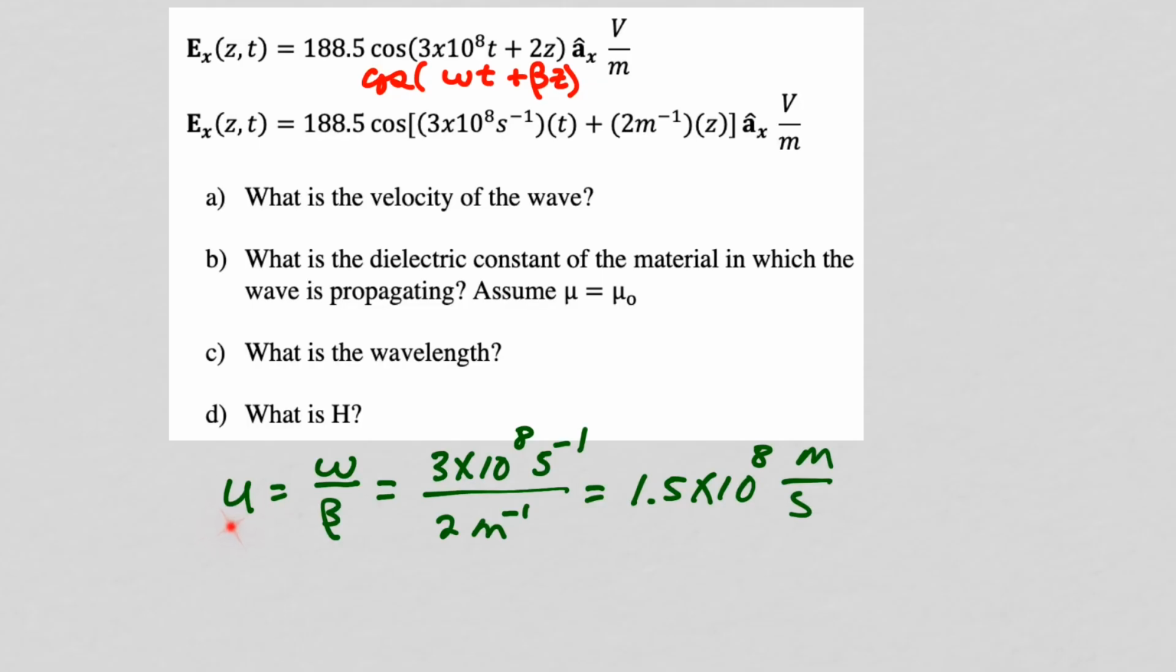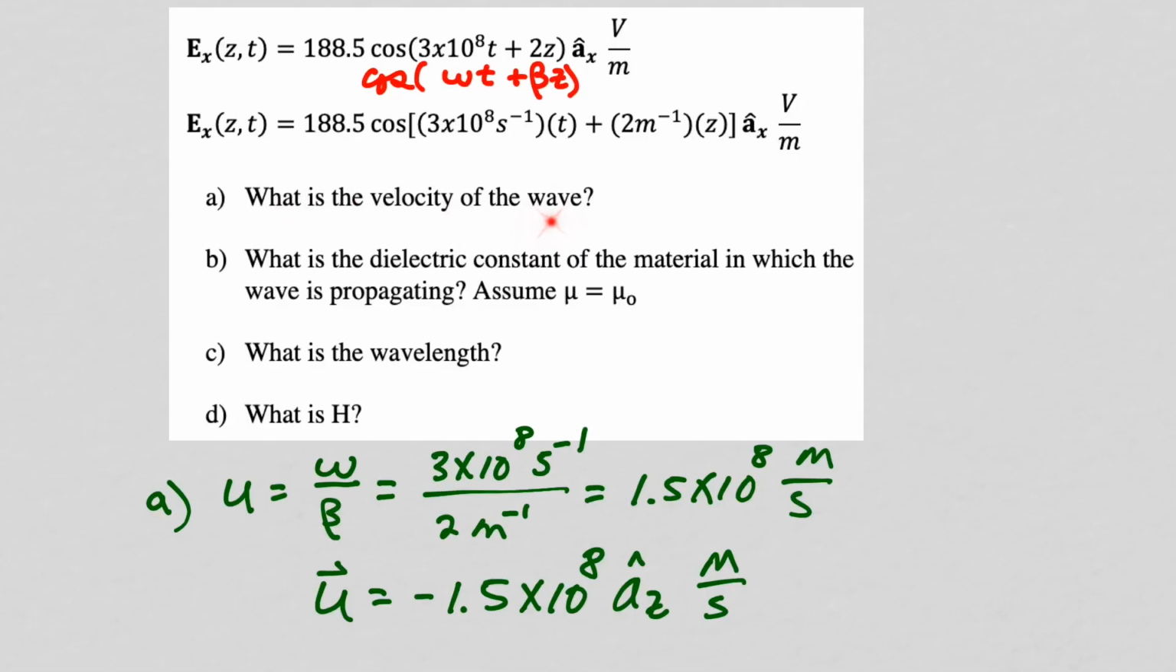So we only have the magnitude of our velocity. When you're asked for velocity, you want the direction also. So looking at this argument, we see that if time is increasing, z has to decrease so the argument of the cosine function can remain a constant. So that indicates a wave propagating in the minus z direction. So the answer for part A is the velocity is 1.5 times 10 to the 8th meters per second in the minus z direction.